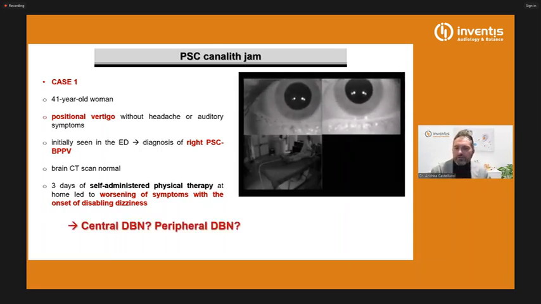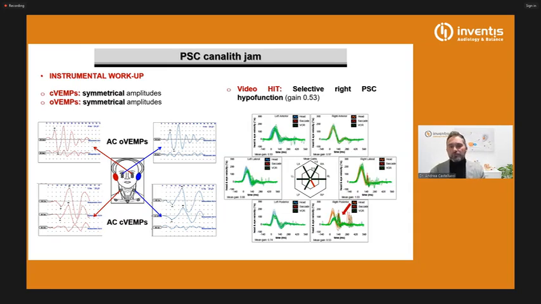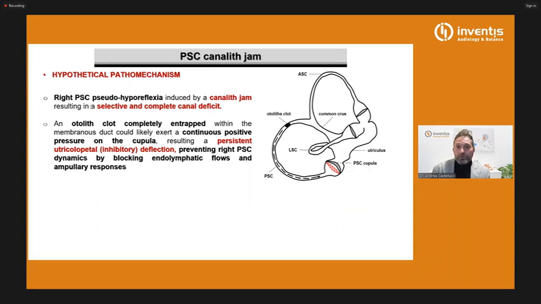So it's a central downbeat nystagmus, or it's a peripheral spontaneous downbeat nystagmus. Of course, ocular VEMPs and cervical VEMPs are symmetrical, but look, there's a selective lesion of the right posterior canal, that was the canal that was affected by BPPV a few days before. So the pathogenetic mechanism was a right posterior canal pseudo-hyperreflexia induced by canal gem, resulting in a selective and complete canal deficit.